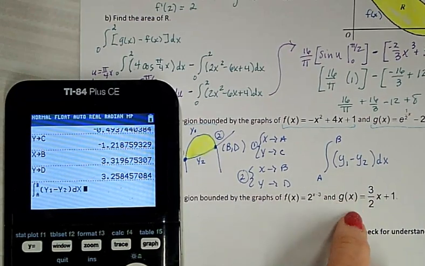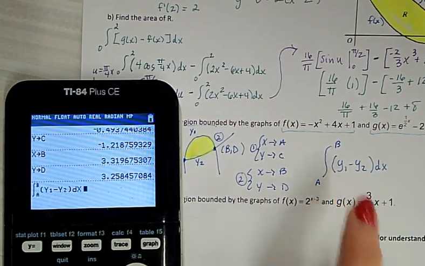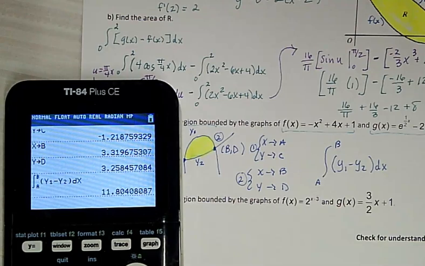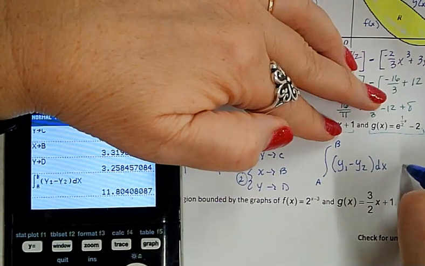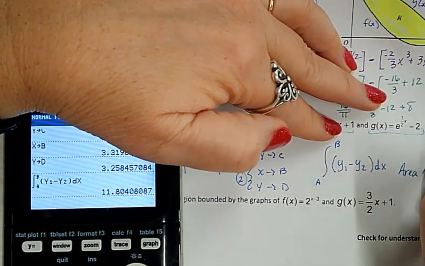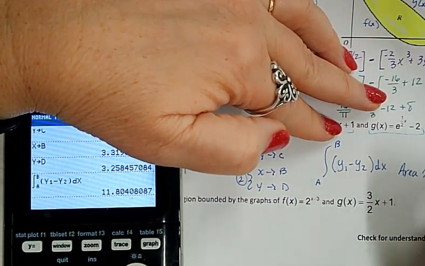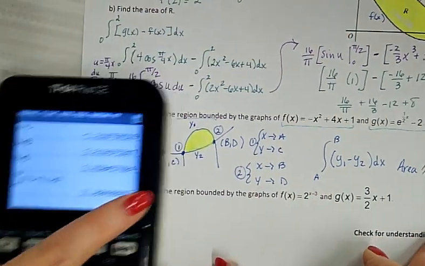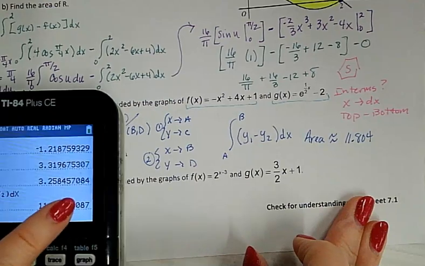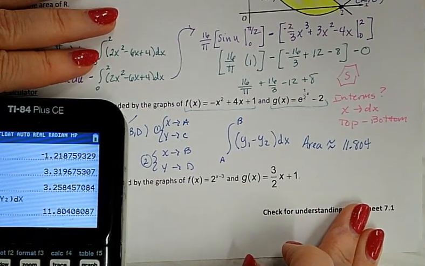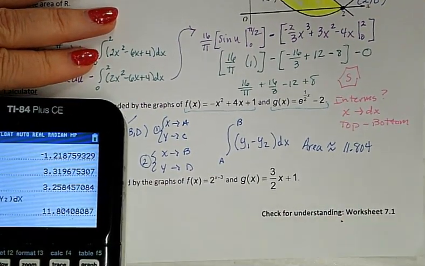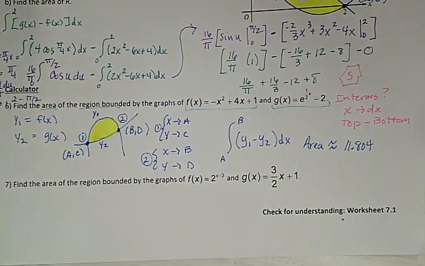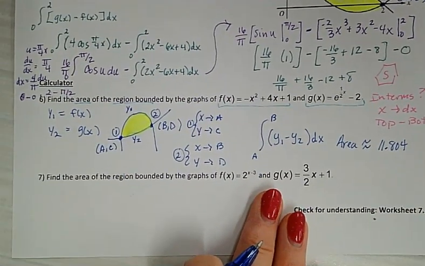So I just entered this in my home screen. So when I hit enter, it's going to calculate that for me. And that tells me that my area is approximately 11.804. Oh, I'm off the screen because I have my calculator up there. Sorry. 11.804. And I'm going to go out to 3 decimal places. There are no units in the problem, so I don't need any units in my answer.